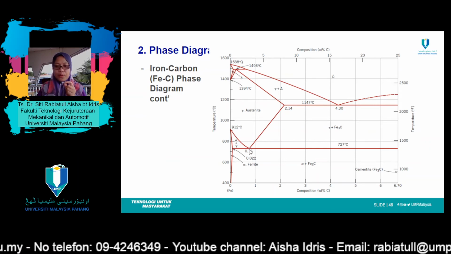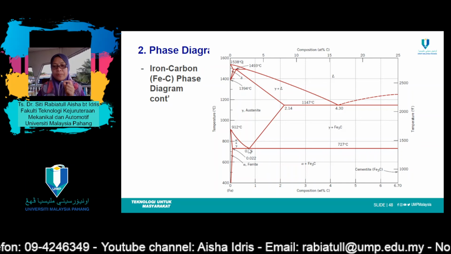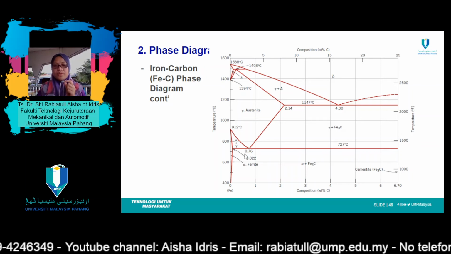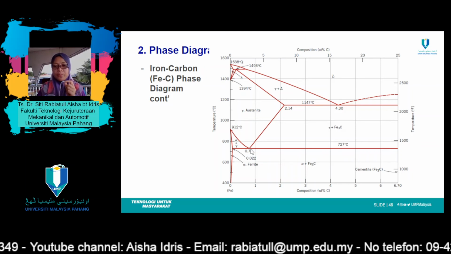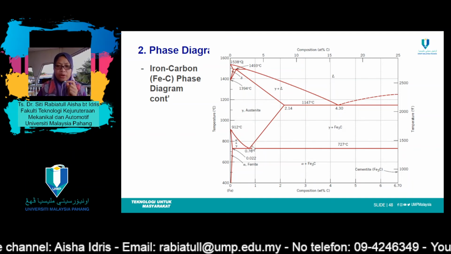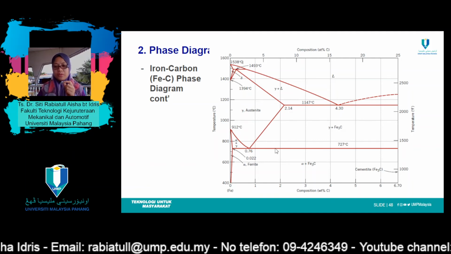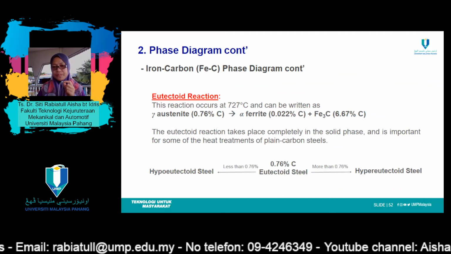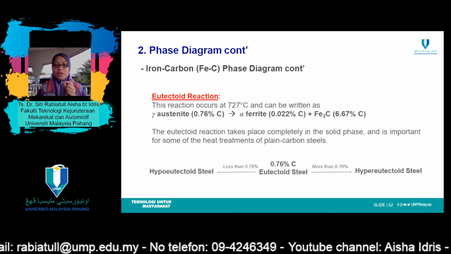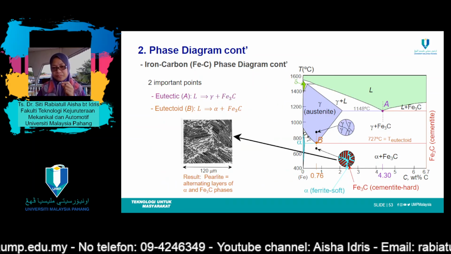This is 0.76 weight percentage of carbon, which is the eutectoid point. Lower than this is known as hypoeutectoid, and beyond this point is known as hypereutectoid. So you need to know the terminology for these reactions.